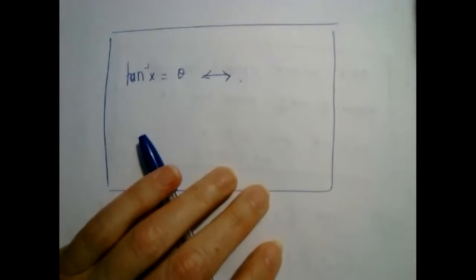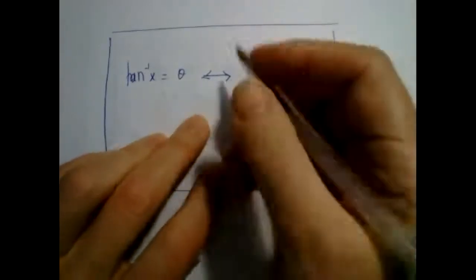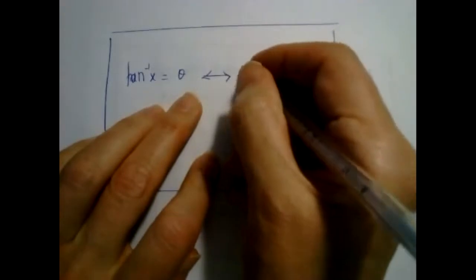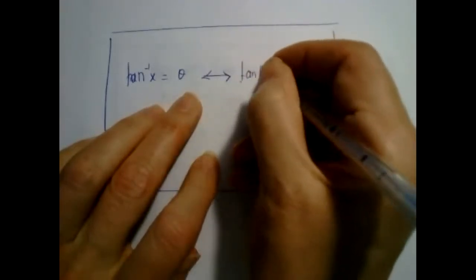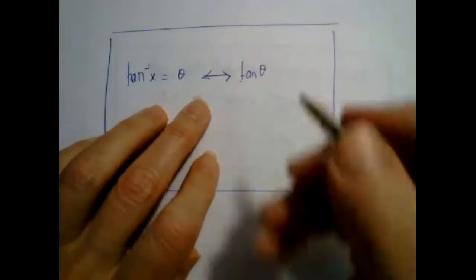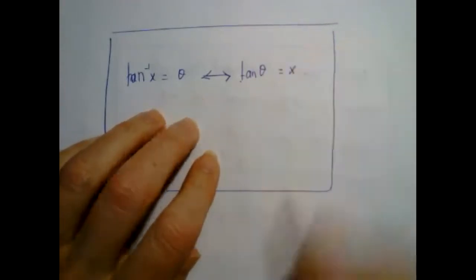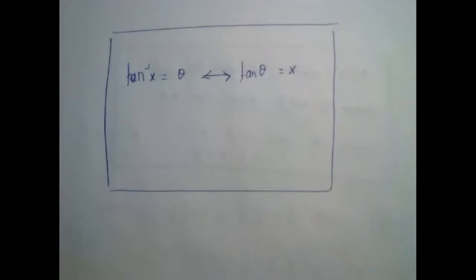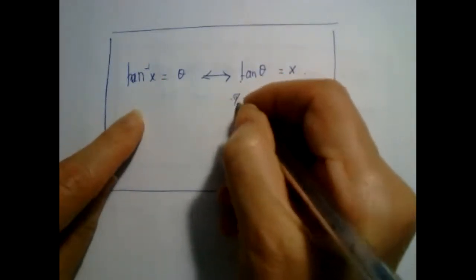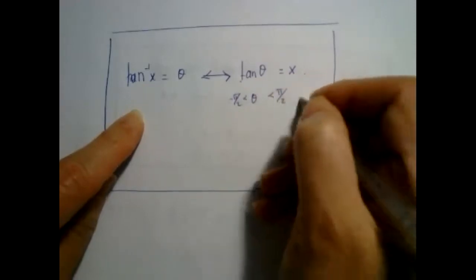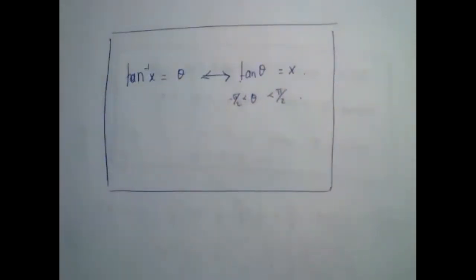What does this mean in terms of what am I telling you? If I tell you the tangent inverse of x is theta, what am I telling you? It's equivalent to say what? That's what I'm asking you. It means the tangent of theta is equal to x. So tangent inverse is the angle whose tangent is x. And theta has the restriction between minus pi over 2 and pi over 2. So that's the tangent inverse.